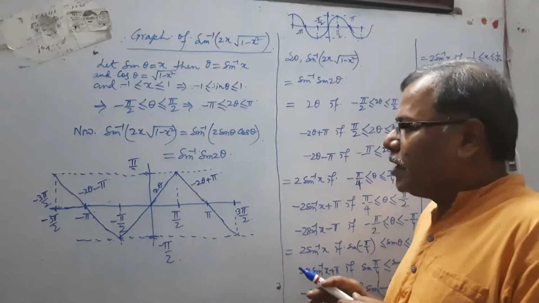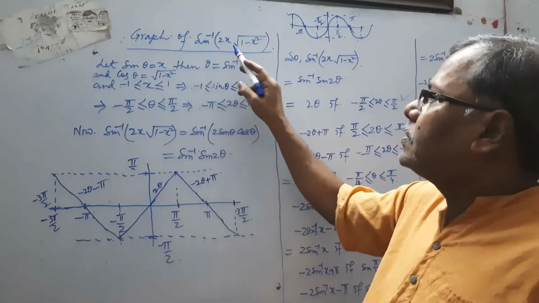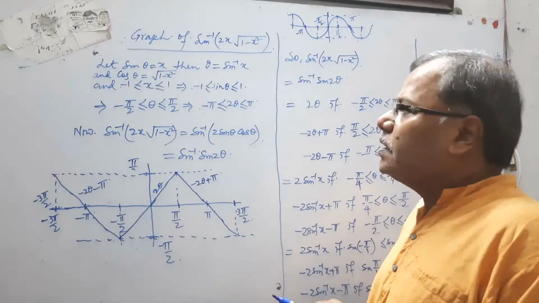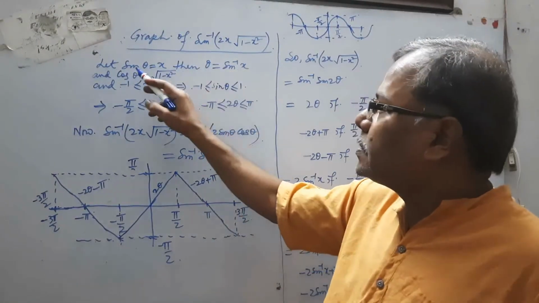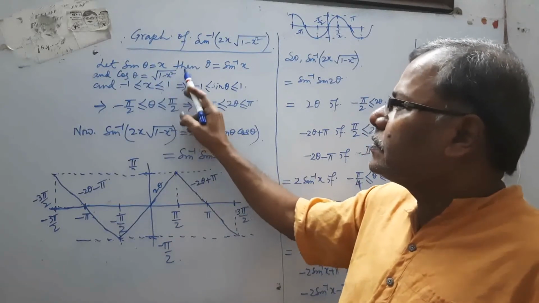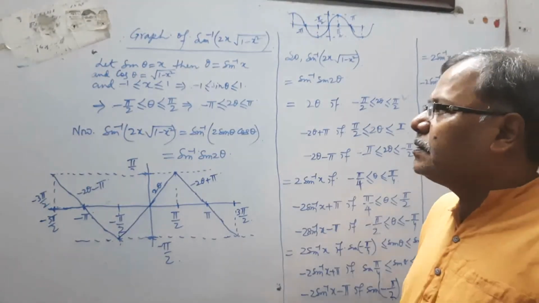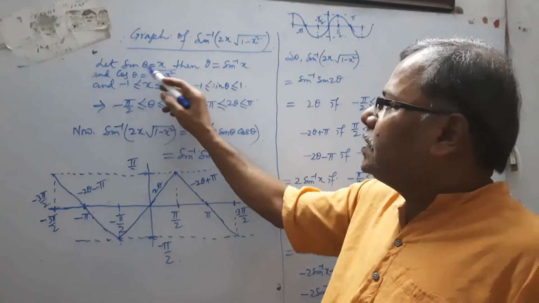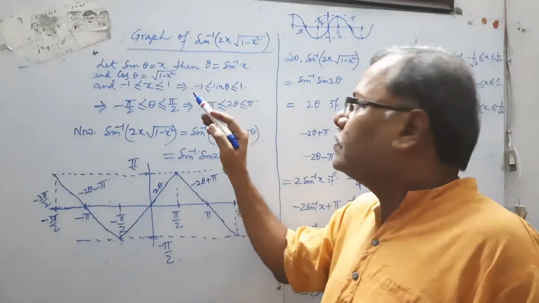Today I am going to take up how to plot the graph for sine inverse of 2x root under 1 minus x square. In that line I have started with taking x as sine theta, then cos theta will be equal to root over 1 minus x square. This I think is based on the formula cos theta is equal to the square root of 1 minus sine square theta. And if sine theta is equal to x, then theta is equal to sine inverse of x. I hope you are familiar with this.